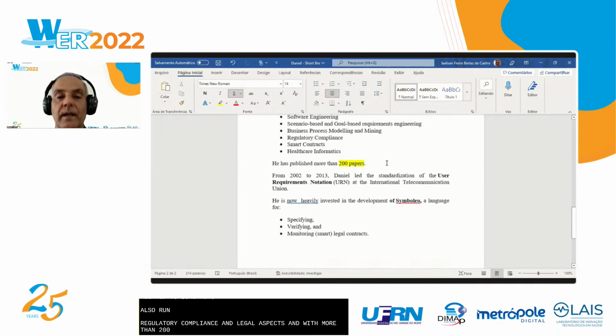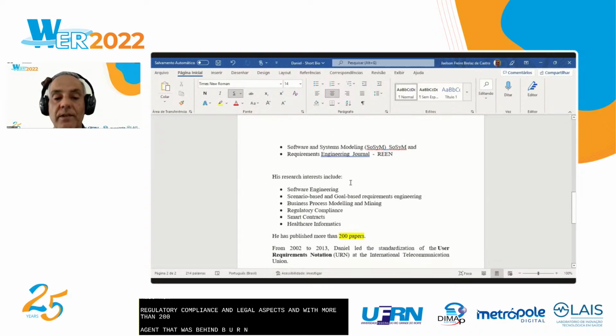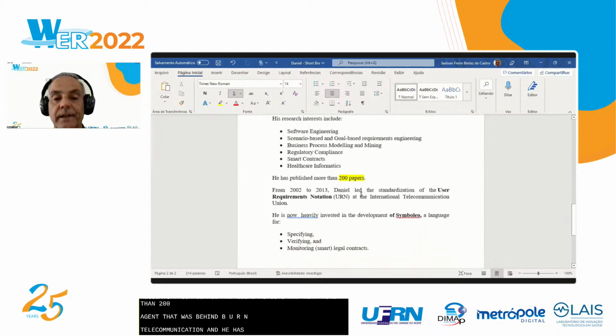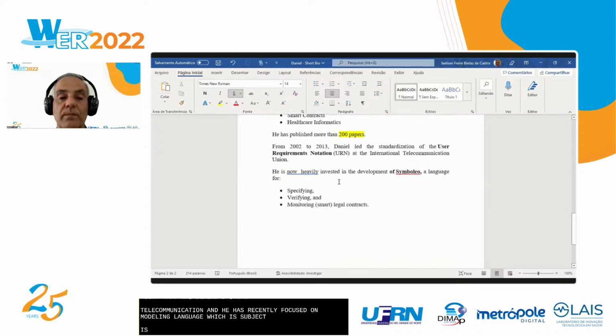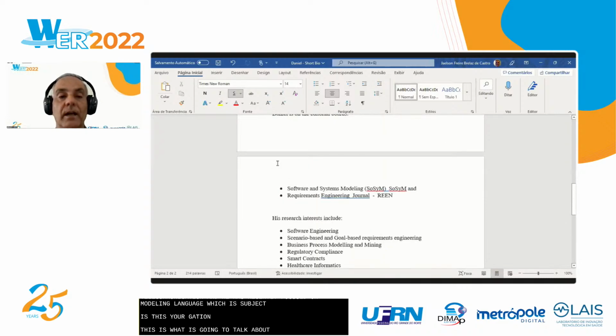He is the main investigator behind URN, the User Requirements Notation, which became part of a standard related to telecommunication. And he has recently focused on a modeling language, which is the subject of his talk today. This Symboleo language is suitable for the specification, verification, and monitoring of legal contracts. And this is what he's going to talk about today, okay?